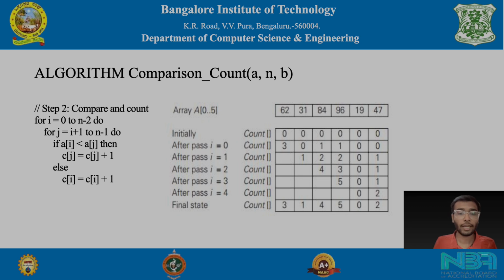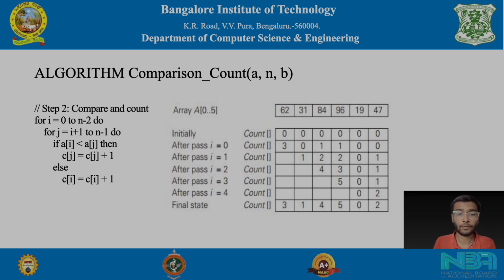Similarly, we do it for i equal to 2. We compare 84 with 96, 19, and 47. As we do so, when it is compared with 96, 96's rank will be increased, and in the case of 19 and 47, 84's rank will be increased.